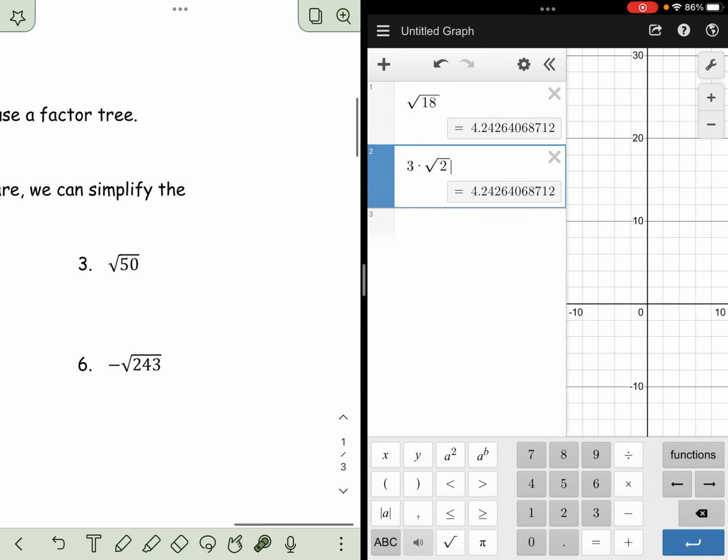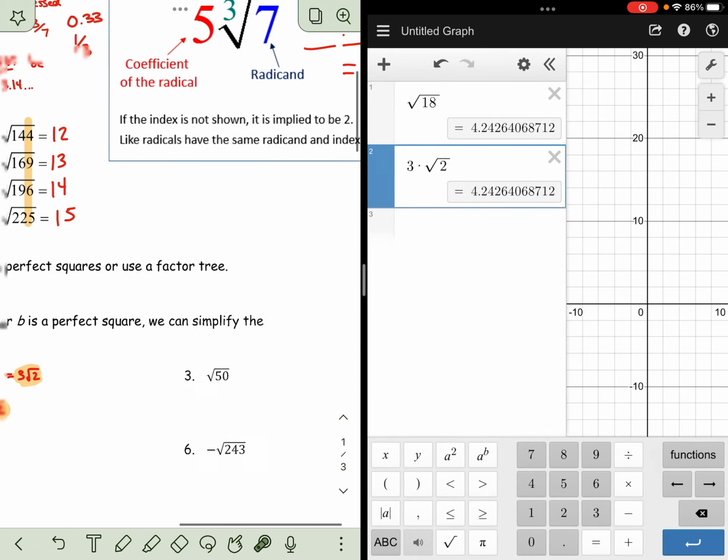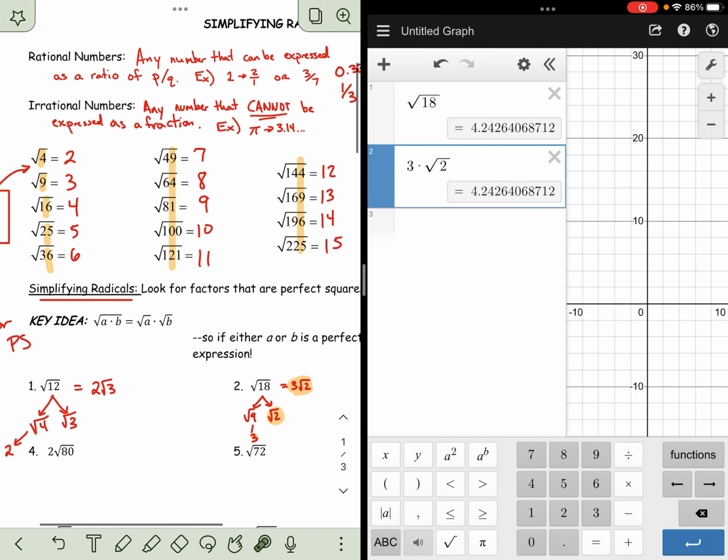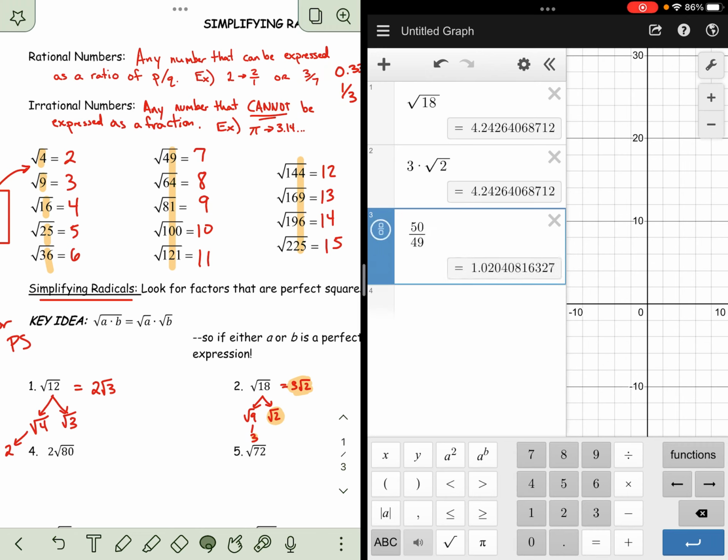Okay. All right, example 3, 50. What perfect square goes into 50? In this case, 25 is the biggest one that goes into it. So 50 divided by 49? Guys, 49 is a perfect square, not even. How about 50 divided by 36? Still not going to work.